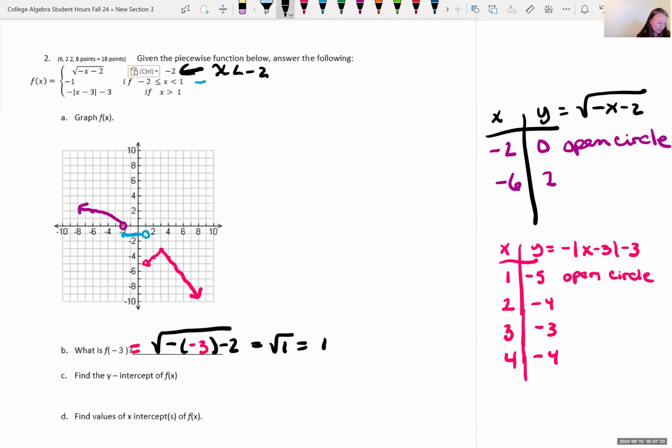We want to find the y-intercept. Looking at our graph, I can see that my y-intercept here is at negative 1. So 0, negative 1 is the point where we're crossing the y-axis. Finding any x-intercepts, looking at this graph, there's no x-intercepts.